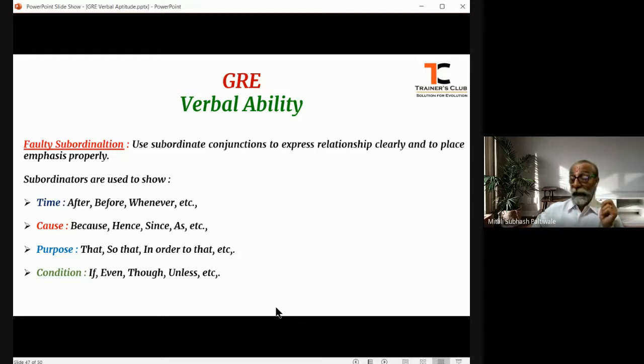And if we are using a subordinate conjunction to specify some condition, if a condition is being specified in a sentence or in a statement or in an expression, during that time we use conjunctions like if, even though, unless, etc.